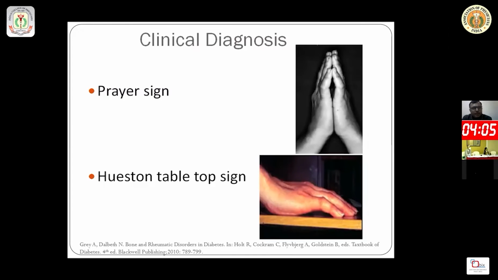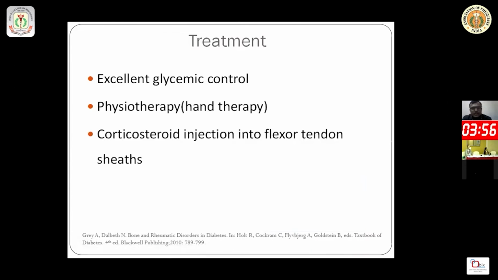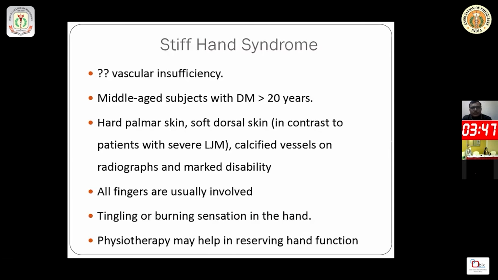Clinical diagnosis is by the prayer sign and Houston's tabletop sign. As you can see here, these two are the classical signs which can be helpful in diagnosis of this condition. And treatment is glycemic control, physiotherapy, corticosteroid injection, and mainly excellent glycemic control should be ensured.